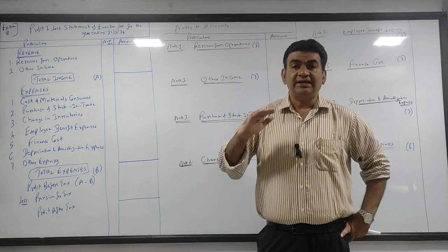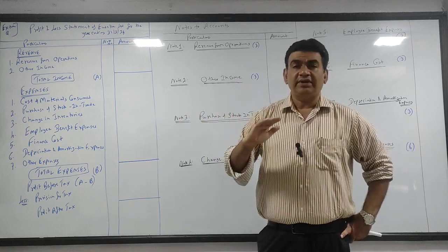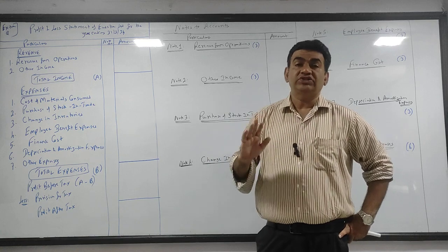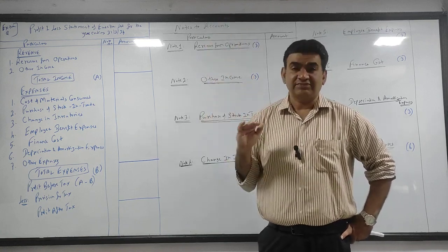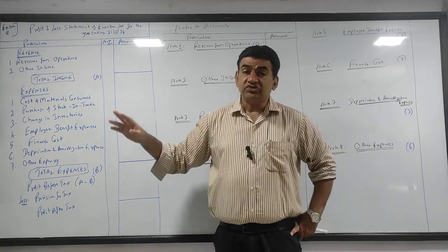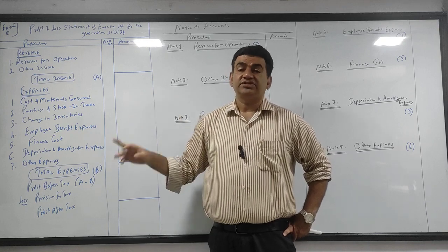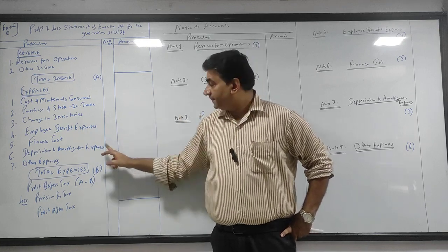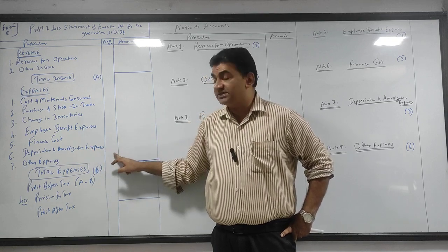Remember, your undergrad syllabus का level is low and medium, so you don't have to go into much complicated things which are there in practical life or professional exams. Got it? So finance cost: interest on loan, interest on debentures, bill discounting charges, bank charges, all that will come here.